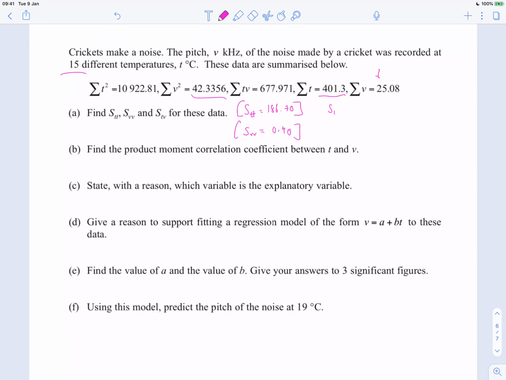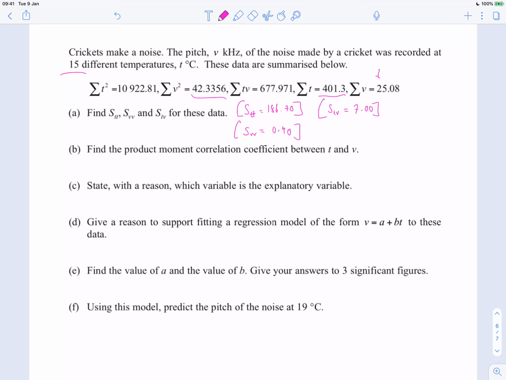And then STV is going to be the sum of TV, which is 677.971, minus the fraction of the sum of T, which is 401.3, times the sum of V, which is 25.08, all over the number, which is 15. So that's going to be 6.997. So it's two decimal places. That's going to be 7.00.